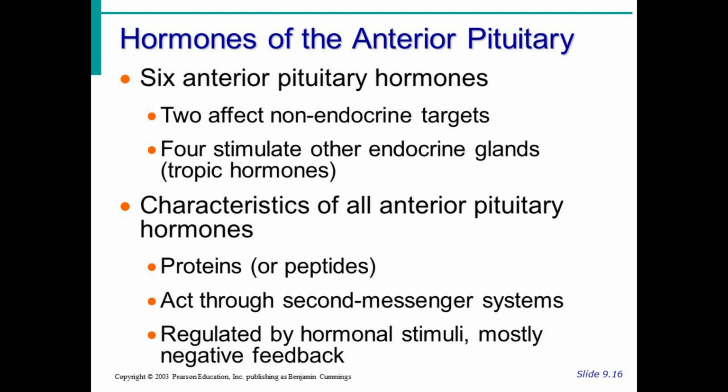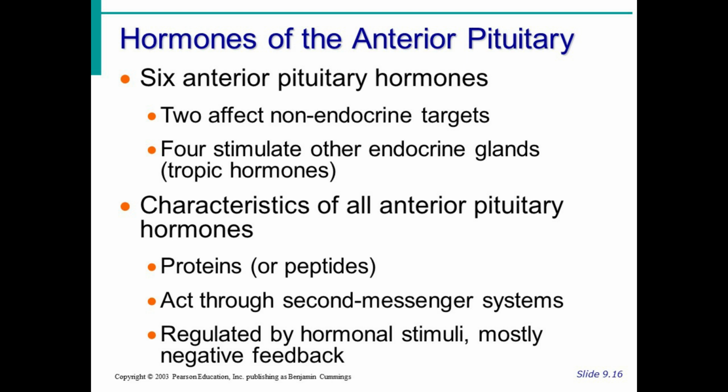Those 2 are called our growth hormone and our prolactin. The growth hormone affects the muscle and our bone, while the prolactin affects the mammary gland. The 4 stimulate other endocrine glands, meaning i-stimulate nila yung ibang endocrine gland sa ating katawan to produce other types of hormone. This is called the trophic hormones. So they are the thyrotrophin or the TSH, the adrenocorticotrophin or the ACTH, the follicle stimulating hormone or the FSH, and the luteinizing hormone or the LH.